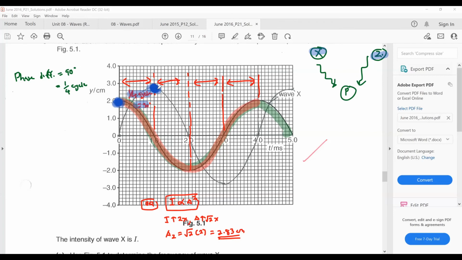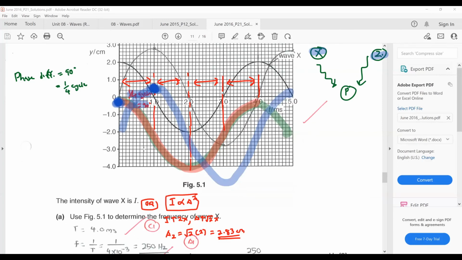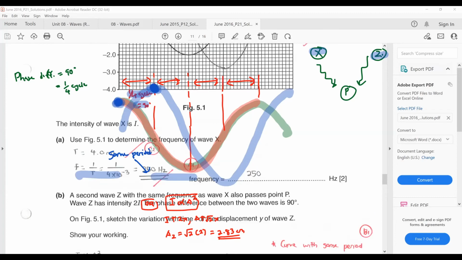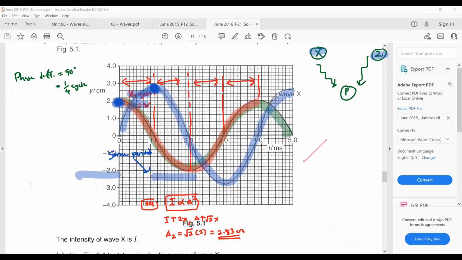And then after that, I can just draw out the same shape, okay? Now, how do I know they are going to have the same period in the first place? It's because my question here mentioned wave Z has the same frequency. This statement here: second wave Z has the same frequency. So same frequency, therefore same period.